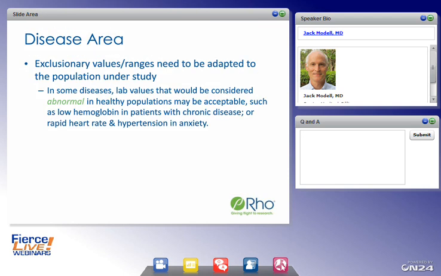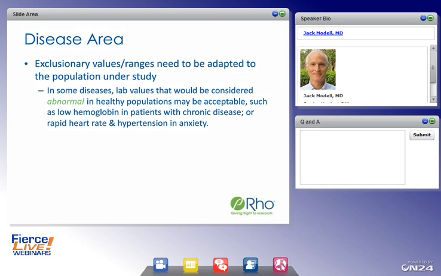Okay, looking at disease area, this actually is a repeat of what I just said. You need to adapt the values, your ranges, to the population under study. This is just another example here. You may, in a lot of studies, not want anemic patients, patients with heart rates of 110, patients with hypertension. But if you're studying a population where that's really common or part of the disease, you need to be sure that your criteria reflect that appropriately.